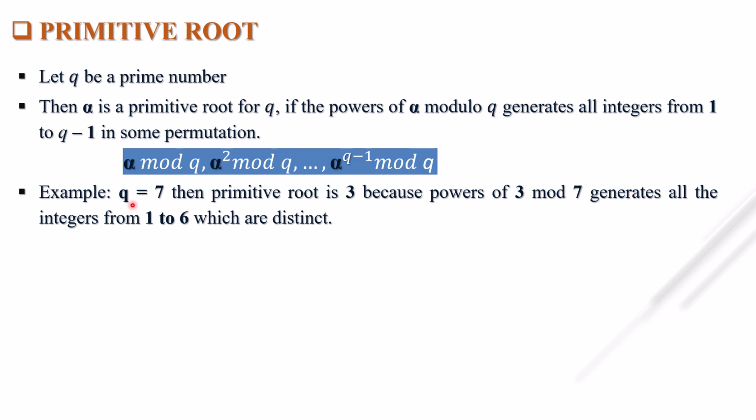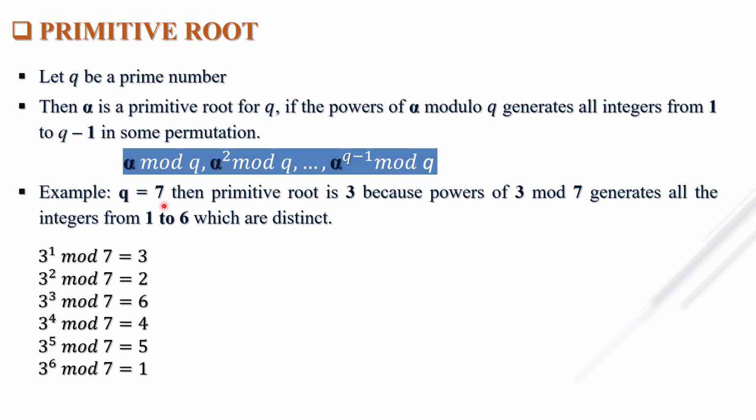Suppose the prime number q is 7, then a primitive root is 3. If you take alpha equal to 2, then 2 is not a primitive root of 7. 3 is a primitive root of 7 because the powers of 3 mod 7 generate all integers from 1 to 6. Why till 6? Because the prime number is 7. If our prime number is 19, then all the integers must be from 1 to 18, and all are distinct. The same number will not work.